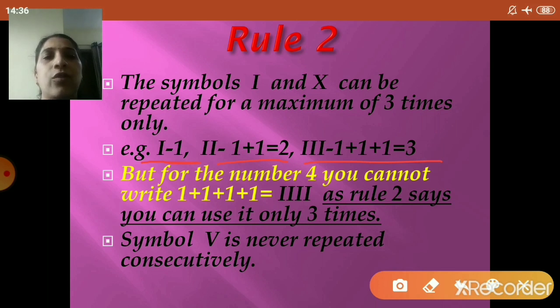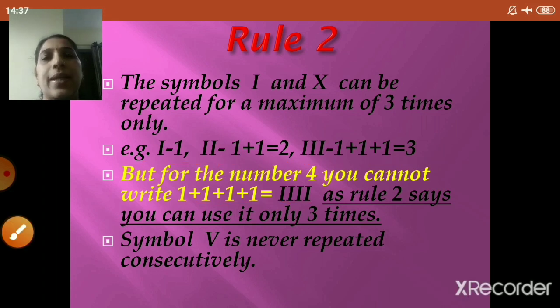But for the number 4, you cannot write it as 1 plus 1 plus 1 plus 1, that is, 4 times I, because rule number 2 says you can use it only 3 times, not more than that. So for the number 4, there is another symbol. Now the symbol 5 is never repeated consecutively. It is not repeated immediately after the symbol 5.